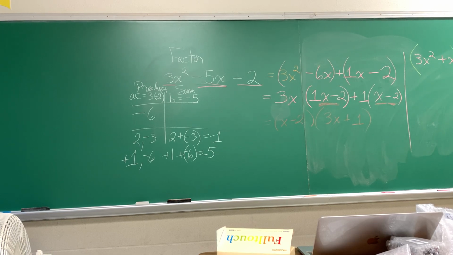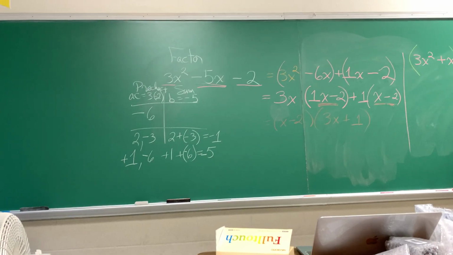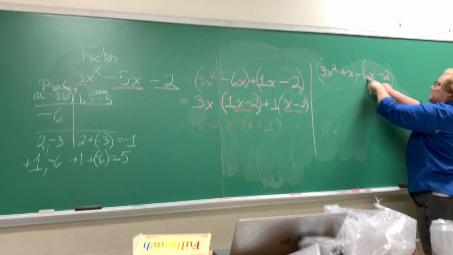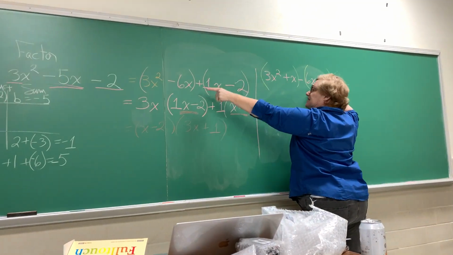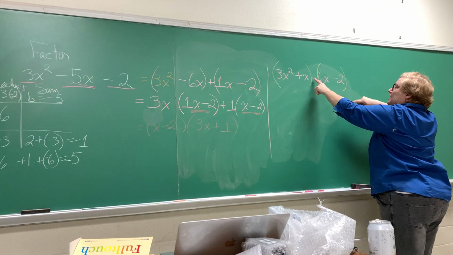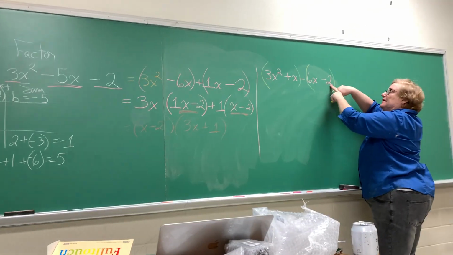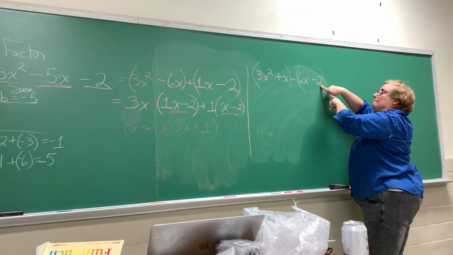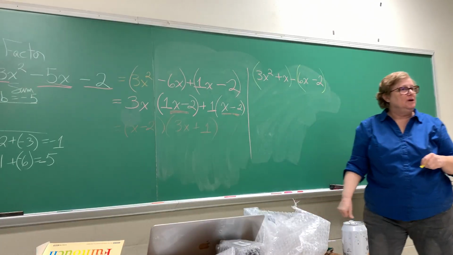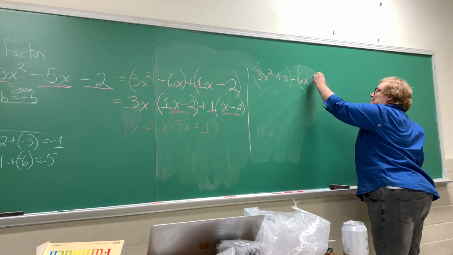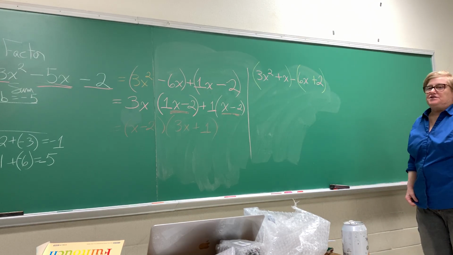Yes. Let's see. So right now, we have a negative times 6x, and that is negative 6x, that's what we want. And we have a negative times a negative 2, and that is positive. Did we want a positive 2? We want a negative 2. So we have to change one of the signs.